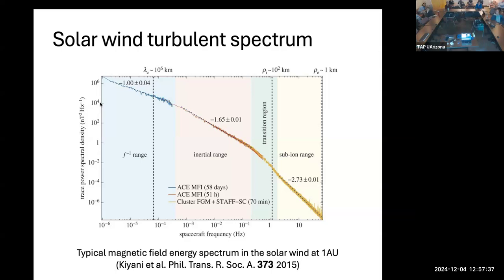So I'll show you the spectrum. The existence of a spectrum is a symptom of a turbulent cascade, so nonlinearity is at play.